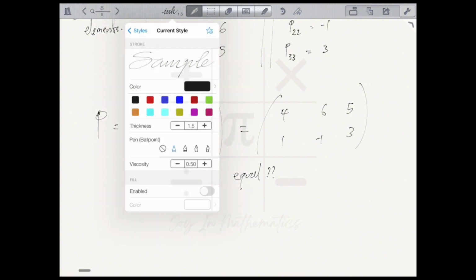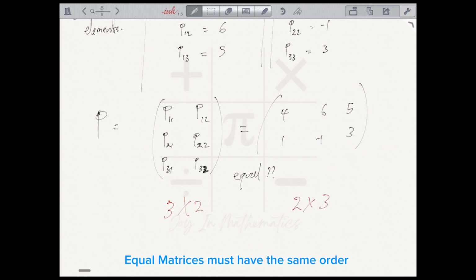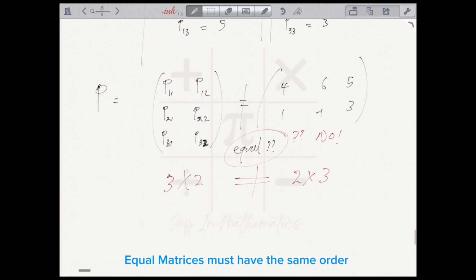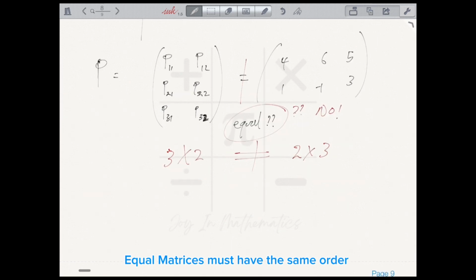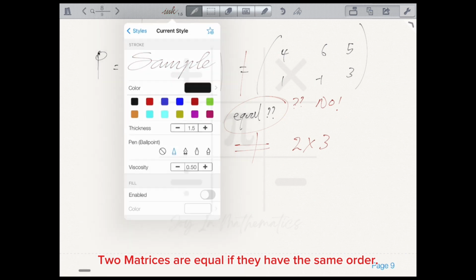Let's look at it. Let's look at the order or the dimension itself. How many rows does this have? 3 rows, and how many columns? 2 columns. So this is a 3 by 2 matrix. However, this matrix has 2 rows and 3 columns. That's a 2 by 3 matrix. So question, are they equal? No, they are not equal, because their orders are not the same. So two matrices are equal if they have the same order.